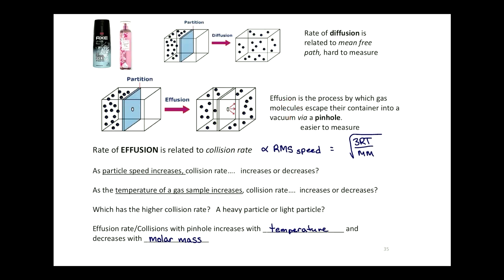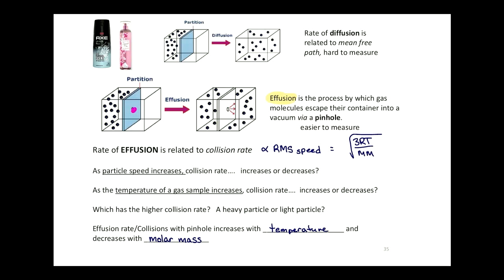So effusion, right here, is similar. It's still gas particles going from one side of a container to another. In diffusion, we remove the partition between one side of the container and the other, and we watch how all of the particles move from one side to the other. But effusion is a pinhole, where we have all the gas particles on one side of the container, and we watch and see how the gas escapes through this pinhole to the other side.